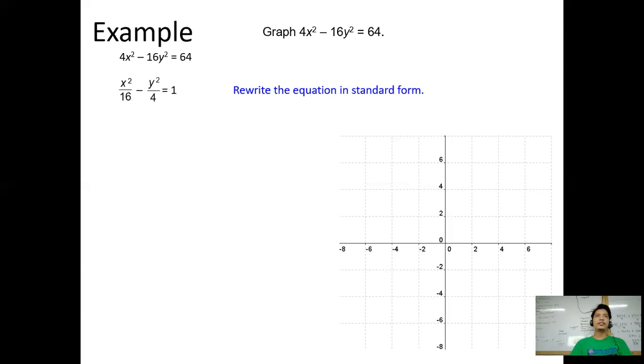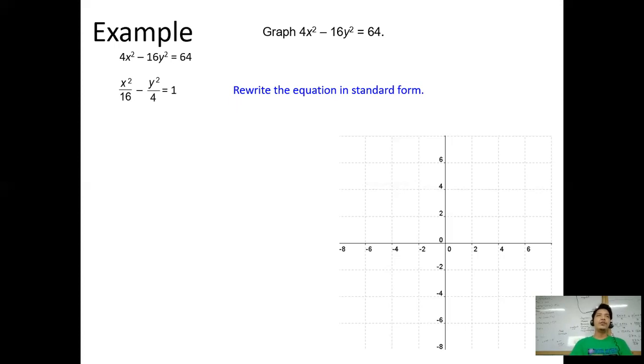So next. Divide natin both sides by 64. So 4 over 64 will be 1 over 16, kasi nga 64 divided by 4 is 16. Dito naman negative 16 over 64 will be 1 over 4, kasi nga ang 64 divided by 16 is 4. So 64 divided by 64 is 1. So nakuha na natin yung kanyang value.